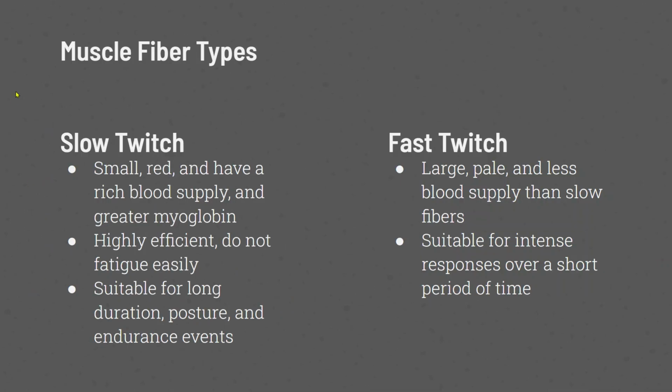Slow twitch fibers are small, red, and have a rich blood supply. They're highly efficient and they do not fatigue easily, and they're suitable for long durations, posture, and endurance events. Whereas fast twitch fibers are large, pale, and have less blood supply than slow fibers, and they're suitable for intense force production over short periods of time.